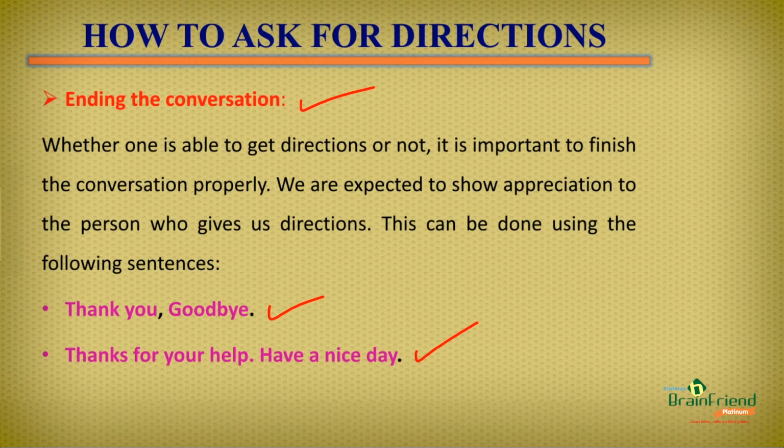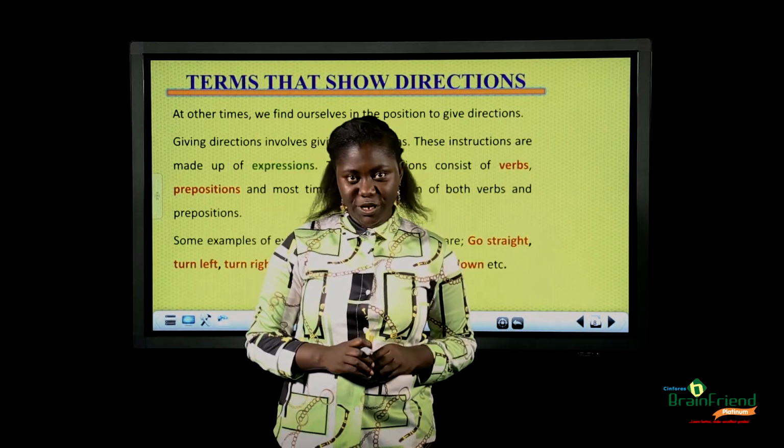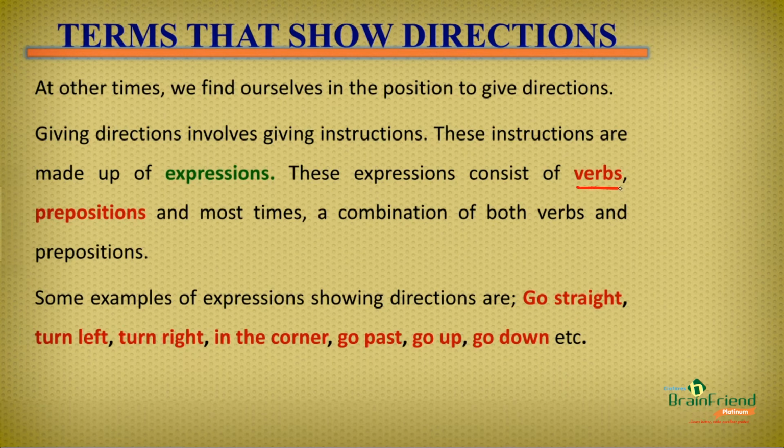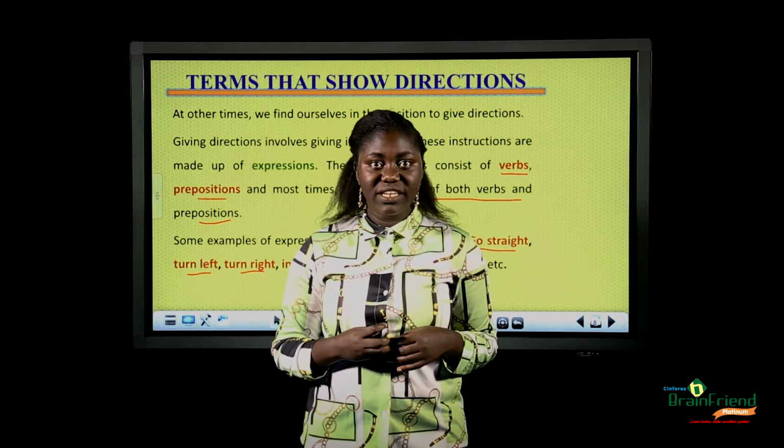It is important to know certain words that can help us give directions. Let's find out. Giving directions involves giving instructions, and these instructions are made up of expressions. The expressions are made up of verbs like go, turn, prepositions like behind, between, left, right, and most times, a combination of both verbs and prepositions. Some examples of these expressions are go straight, turn left, turn right, in the corner, go past, go up, go down, and so on. Now, let's take a look at some images that can help us explain these expressions in detail.